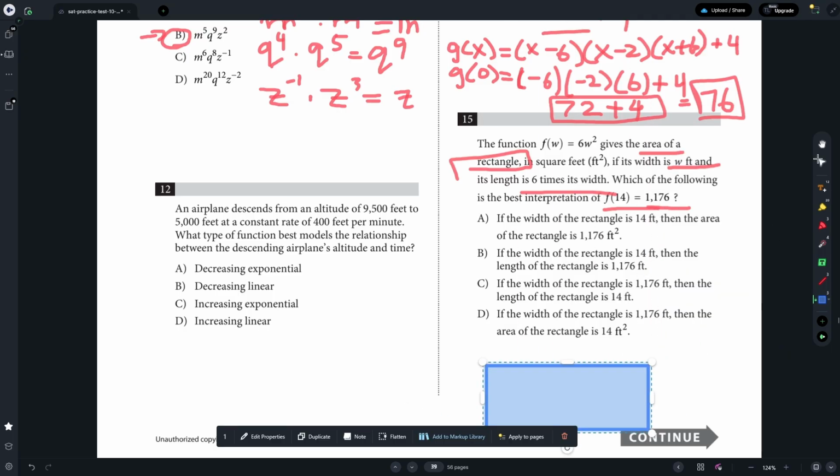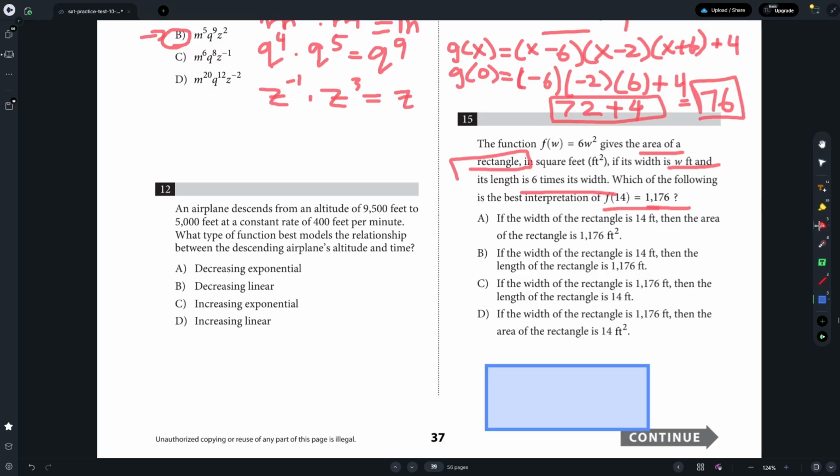So we have a rectangle here, and it says its width is w feet, so the width is w, and its length is 6 times its width. So what can we do? The length is just 6w, right? Which of the following is the best interpretation of f of 14? So we know that 14 is substituting for w, and what is w? W is the width, right? So the width of the rectangle, we know, is 14.